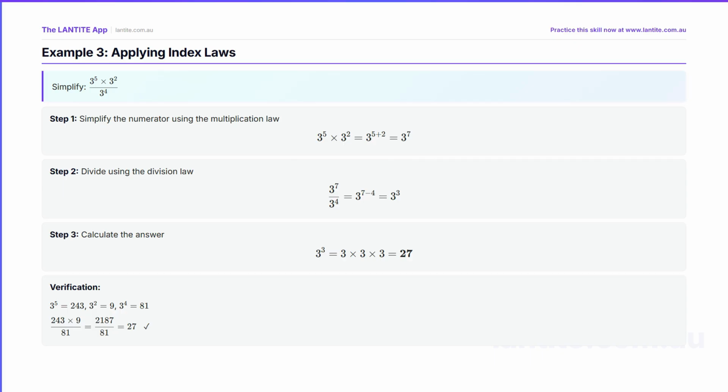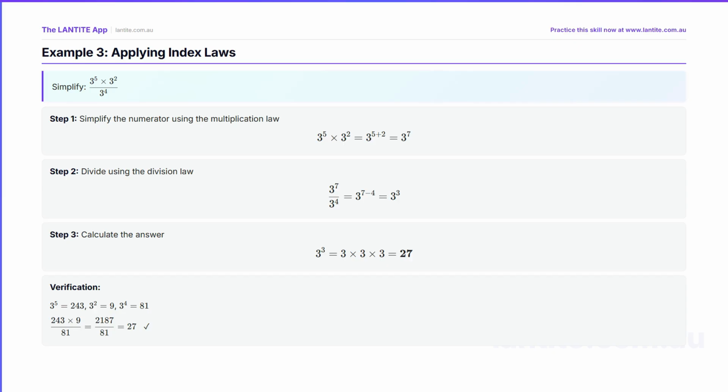Next, divide. 3 to the 7 divided by 3 to the 4. Subtract the indices. 7 minus 4 is 3, giving 3 cubed. Finally, calculate 3 cubed. 3 times 3 times 3 is 27.